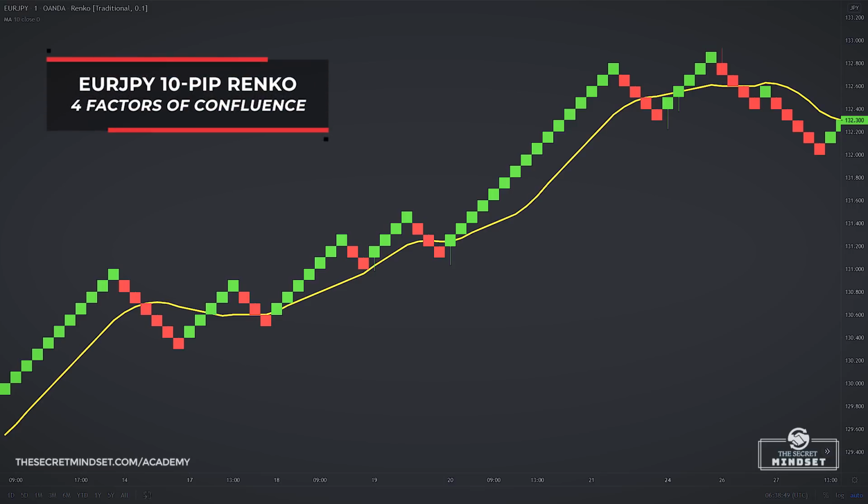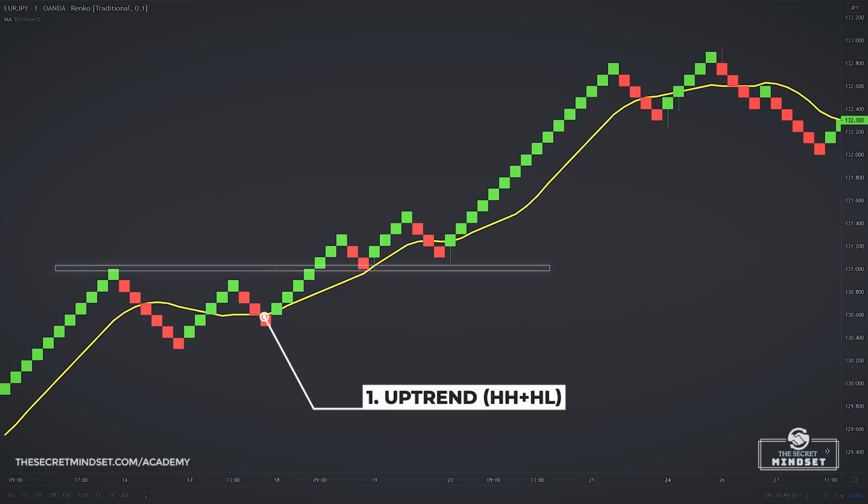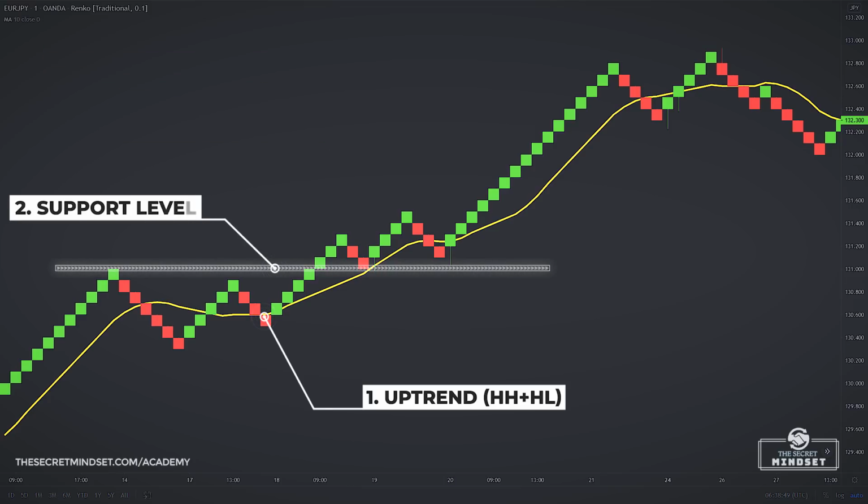In this example, we have a high probability setup with 4 factors of Confluence. First, the trend. The market is trending up, which means that we have to follow the trend and look for a buying opportunity. Second, the level. The support level is an important key area in the market as price broke out the resistance level that becomes support and pulled back to it. Third, the signal. The formation of the Renko bullish pin bar after the retracement back to the new support level.